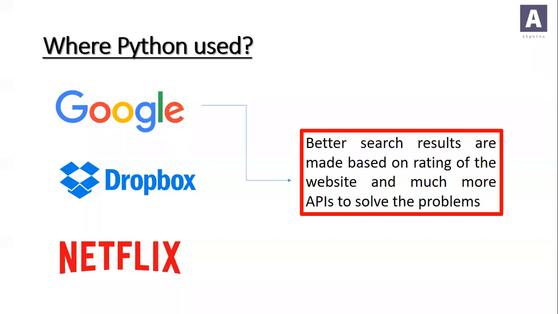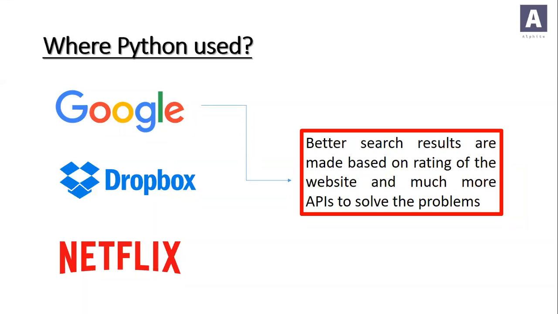So Google, what it does is, if you are searching for a word like Apple, it won't give you the result of the entire website which has Apple. It will filter the websites based on their rating, right? And then it shows you the top. So this process is actually done using Python.